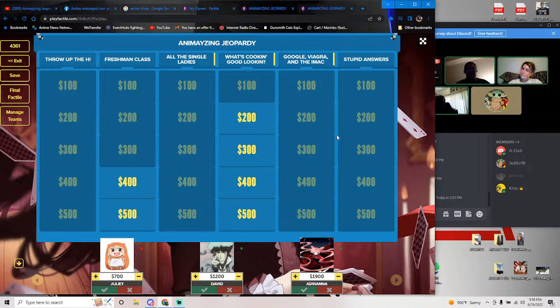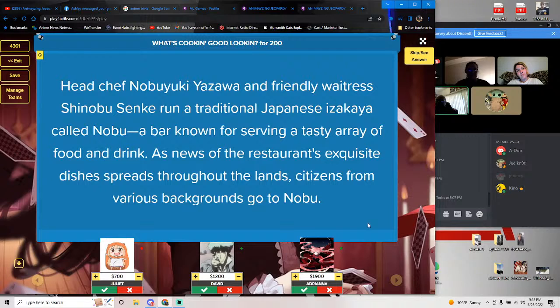Let's try again. Okay. What's cooking good looking for 200? All right. Head chef Nobuyuki Yazawa and friendly waitress Shinobu Senke run a traditional Japanese izakaya called Nobu, a bar known for serving a tasty array of food and drink. As news of the restaurant's exquisite dishes spreads throughout the land, citizens from various backgrounds make the trek to Nobu. This is an isekai with food. David. What is Restaurant to Another World? Yes.